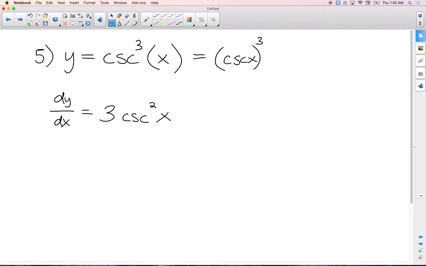Where does the squared come from? Simple power rule. Multiply by 3 and do what with the exponent? Subtract 1 from it, right? So is the power done? Okay, then times the derivative of cosecant x.